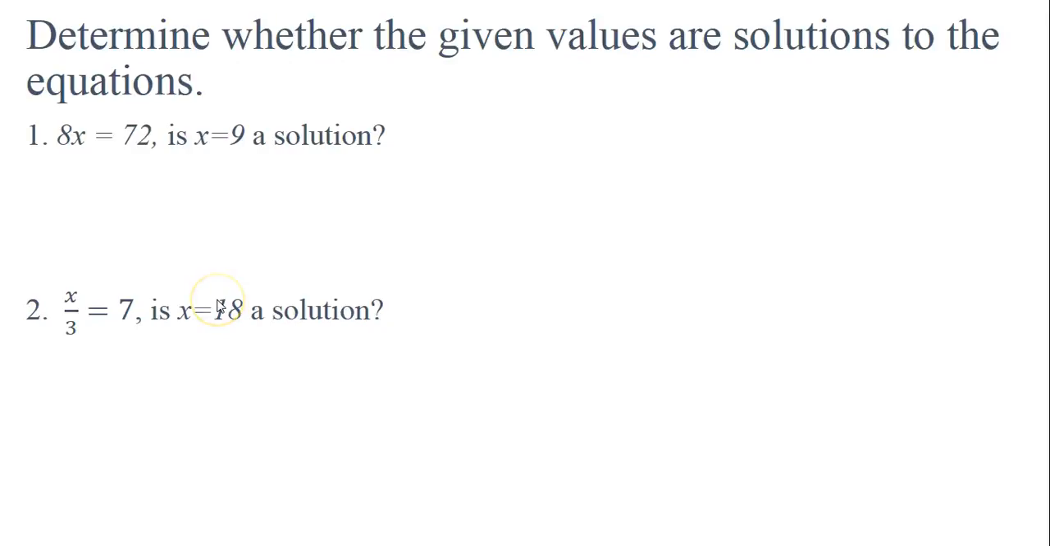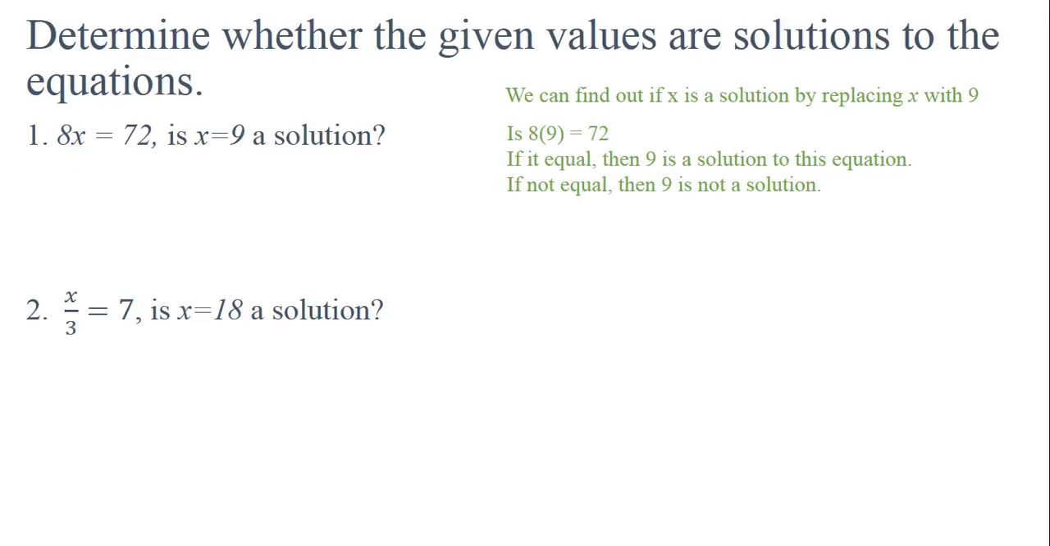Determine whether the given values are solutions to the equations. On the first one, we have 8x is equal to 72. It's asking, is x equals 9 a solution? Well, how do we know? We substitute 9 into the equation for x. If 8 times 9 is equal to 72, then 9 is a solution. If it does not equal, then 9 is not a solution. So, 8 times 9 is equal to 72. 8 times 9 is 72, so yes, 9 is a solution.